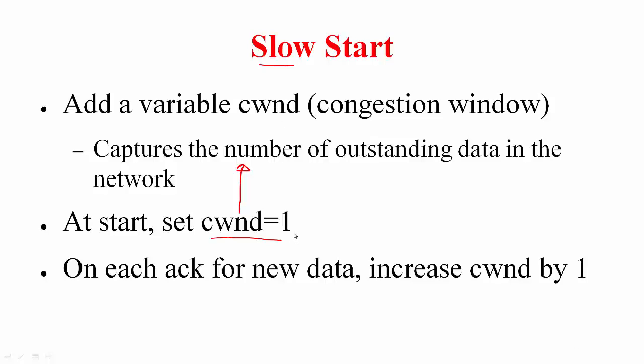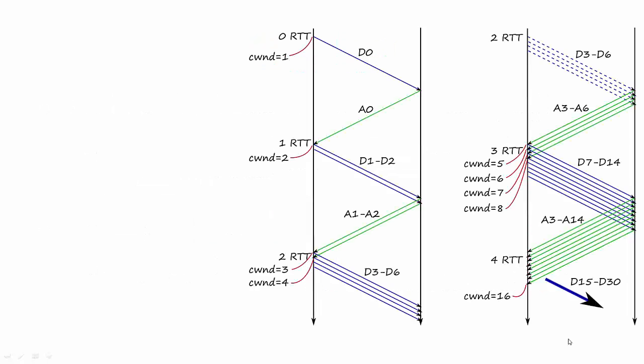Now, having set this CWND equal to 1, on each acknowledgement for new data, it is going to increment this CWND by 1. That is, it is making use of the self-clocking mechanism to increase the congestion window. So this is what it boils down to. It starts out with a window size of 1, thereby it sends the first packet, which I am indicating by D0. When an acknowledgement for this packet comes, indicated by A0, it is going to increase the congestion window by 1. So it became 1 plus 1, that is equal to 2.